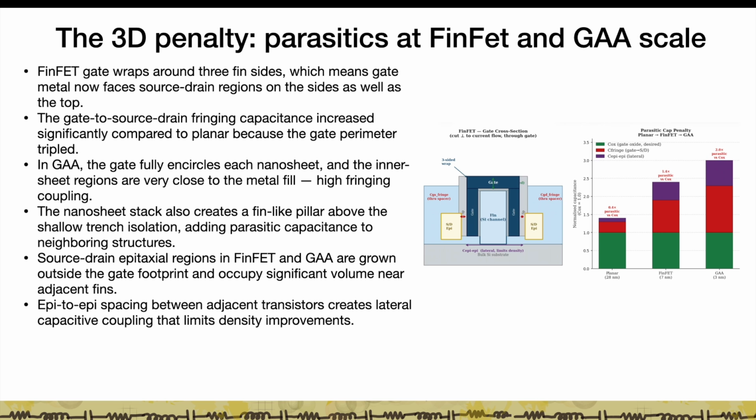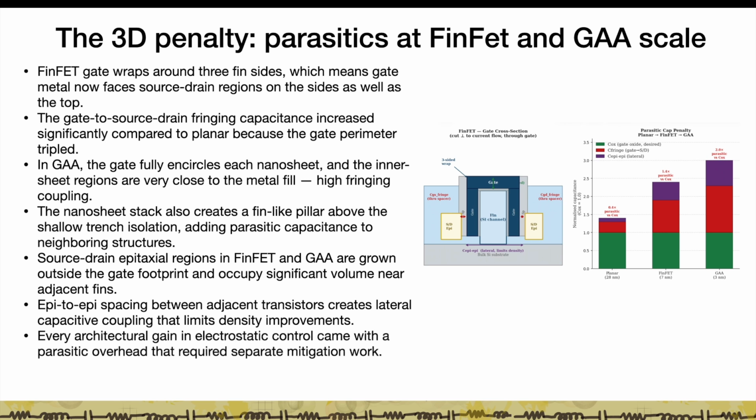GAA adds another layer of complexity. The nanosheet stack creates vertical fringing paths from the gate metal between sheets to the source-drain region above and below. The inner sheet regions are tightly enclosed by gate metal on all sides, which means electrostatic control, which is the whole point, but also maximizes the coupling area for fringing capacitance to any conducting region nearby.